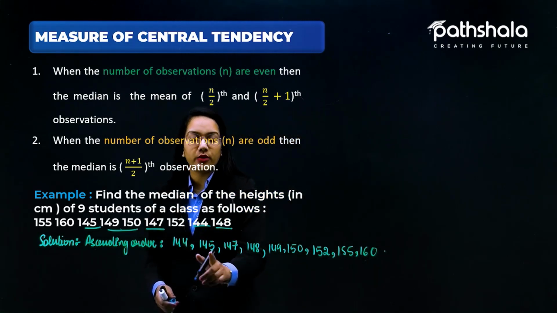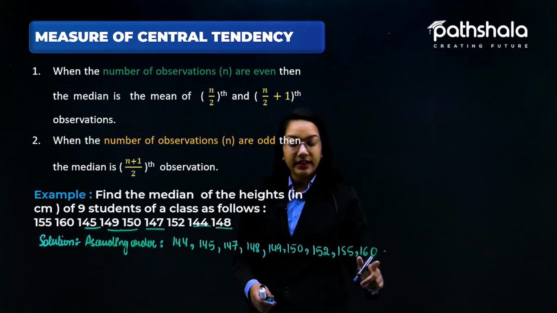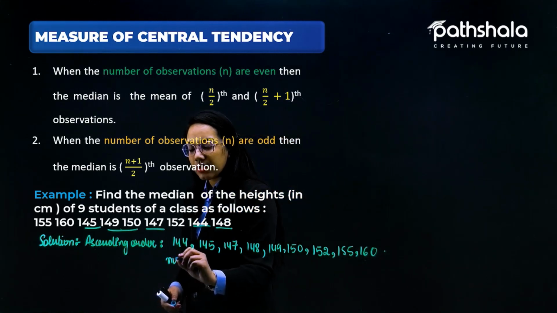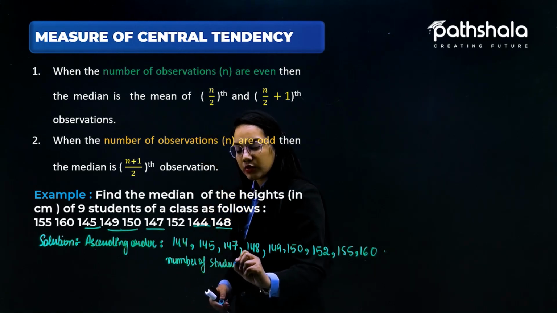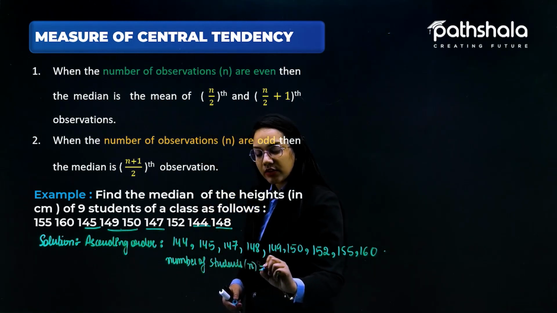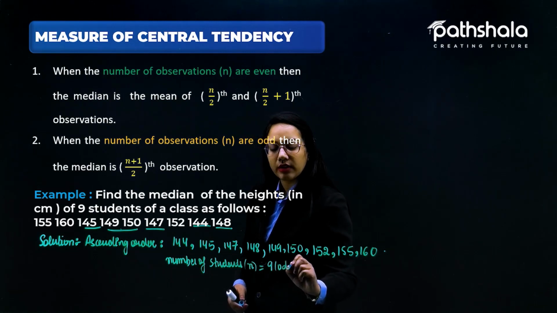So let's just confirm it. 1, 2, 3, 4, 5, 6, 7, 8, 9. Since n means the number of students, the number of students representing n is given to us as 9, which is definitely odd.